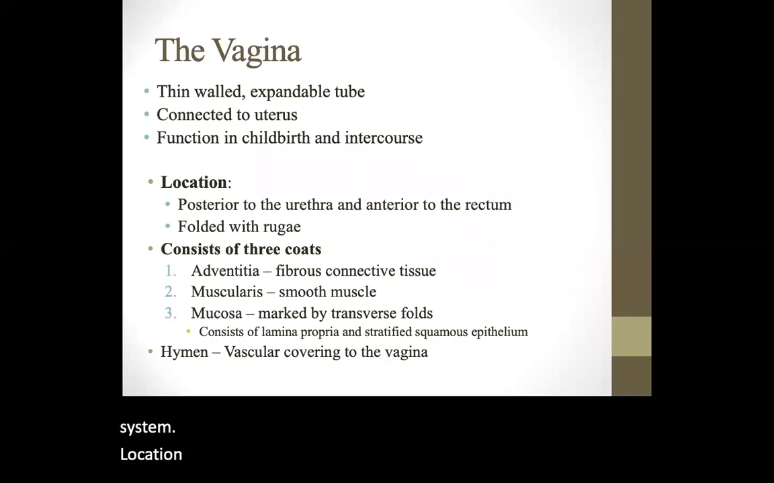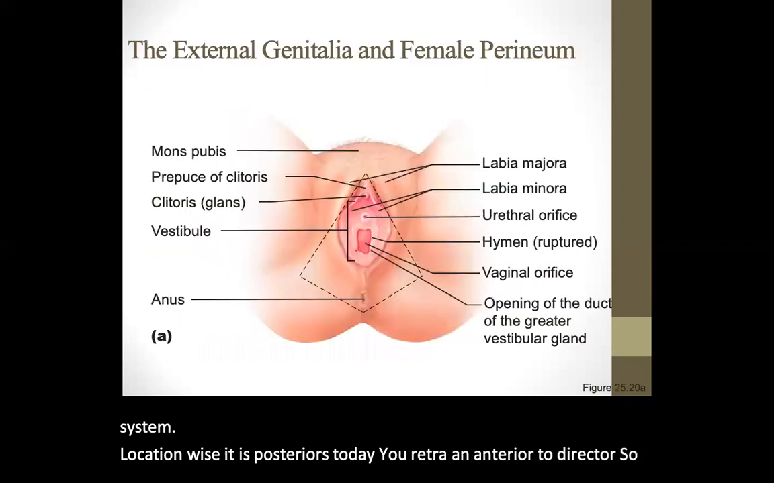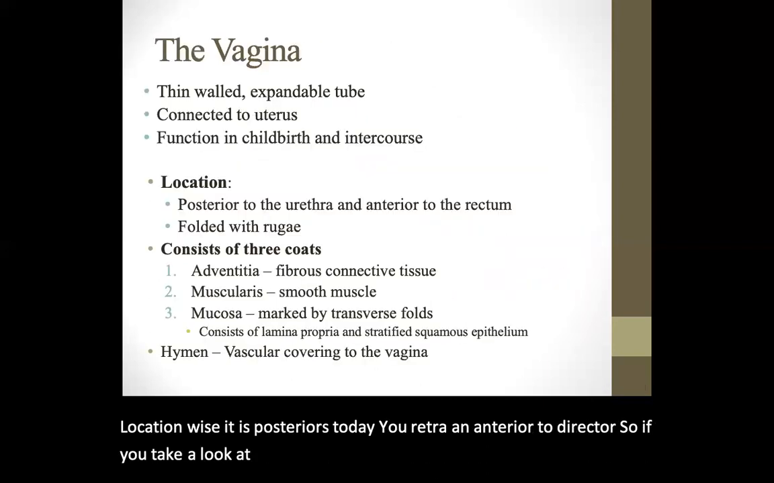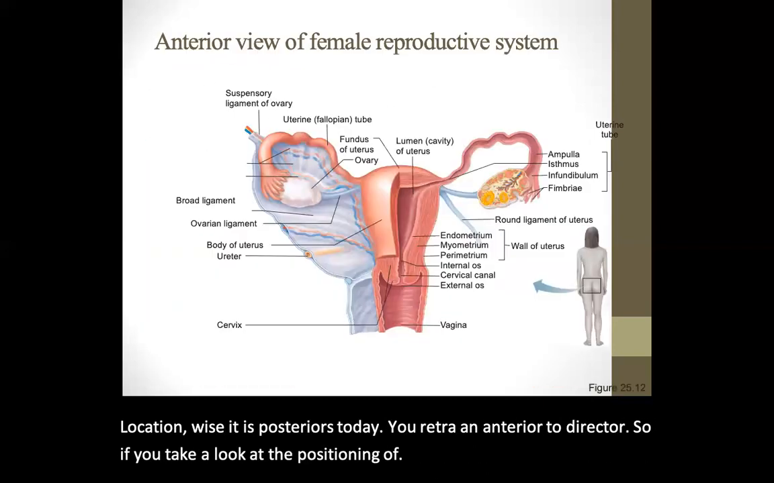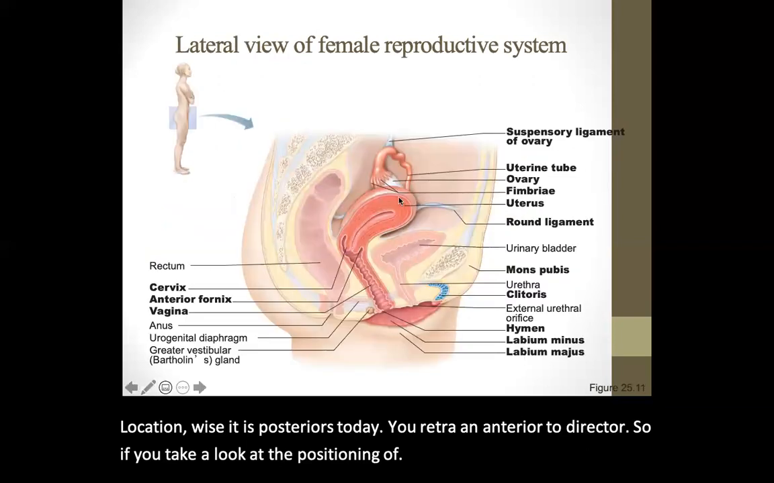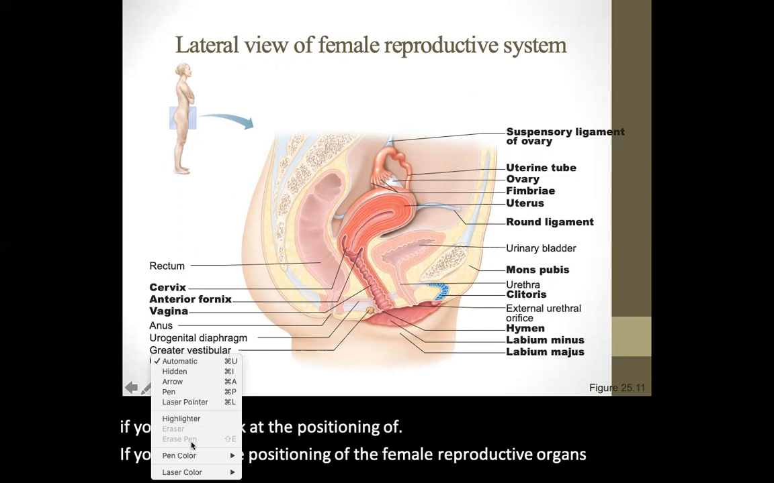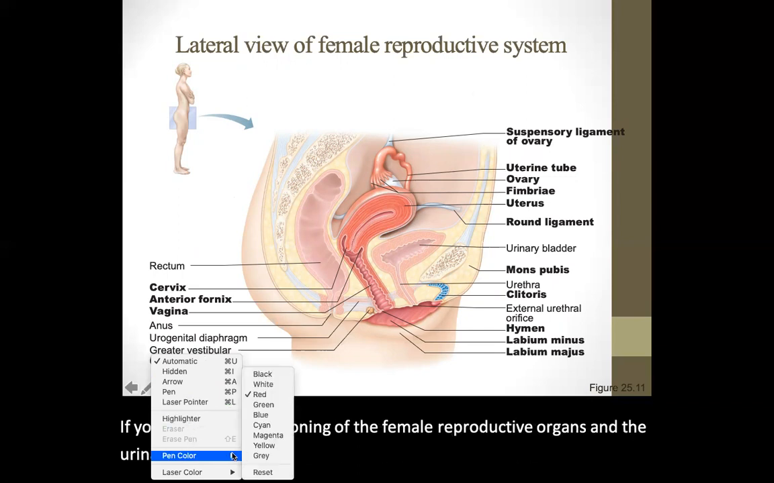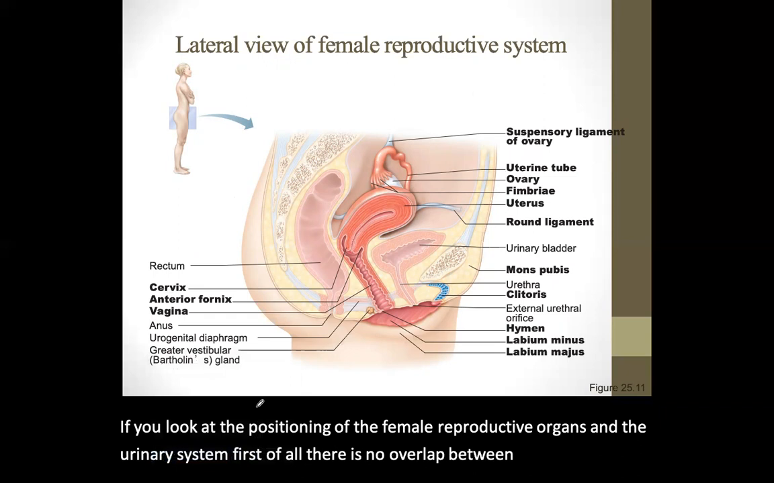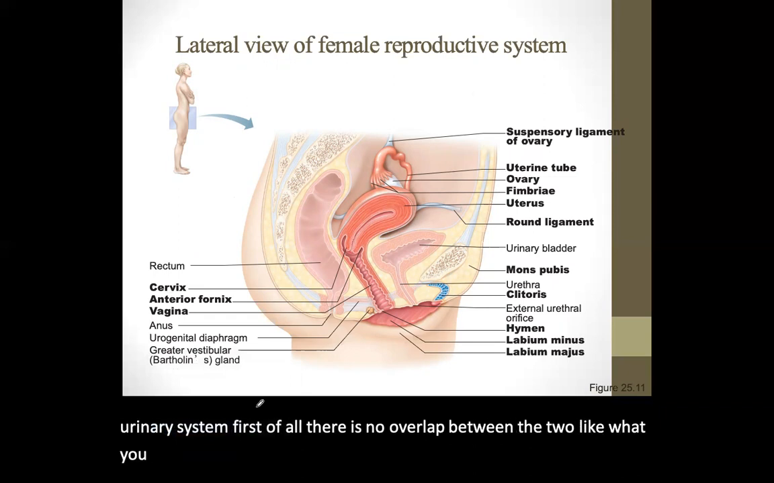Location-wise, it is posterior to the urethra and anterior to the rectum. So if you take a look at the positioning of the female reproductive organs and the urinary system, first of all, there is no overlap between the two, like what we described in case of male. So what you have here is you have the ovaries.